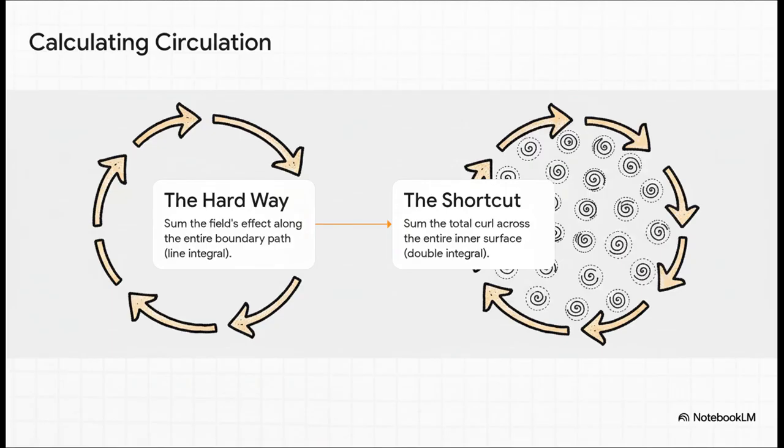Look, you can figure out the total flow around a closed loop the hard way, adding up every tiny little segment of the boundary. Or you can use the shortcut. Green's theorem says that whole calculation is exactly equal to just adding up all the tiny little spins, the curl, on the entire surface inside the loop. How amazing is that? The boundary behavior is totally defined by the stuff happening on the inside.